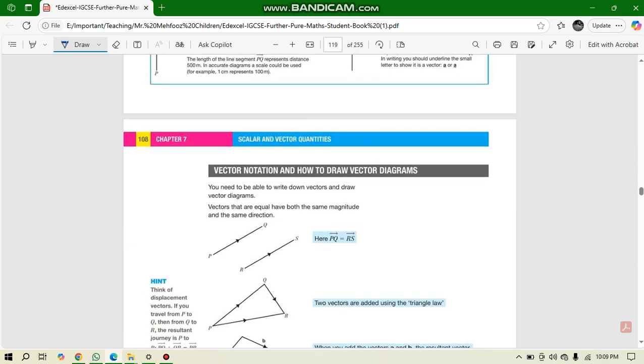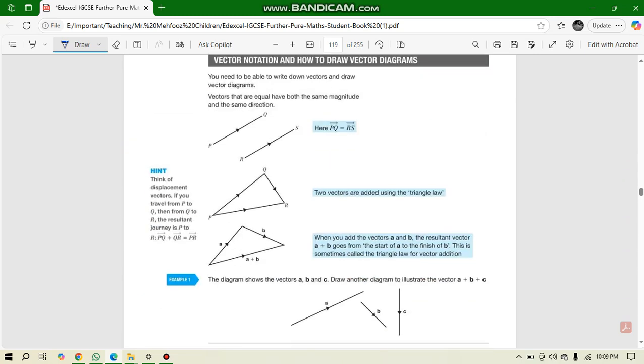Next one is vector notation and how to draw vector diagrams. So first of all, you need to be able to write down vectors and draw vector diagrams. Vectors that are equal have both the same magnitude and the same direction. It means that, let's suppose we have a vector PQ and also a vector RS. If both vectors have the same magnitude and same direction, that means these two vectors are the same. So PQ vector is equal to RS vector.